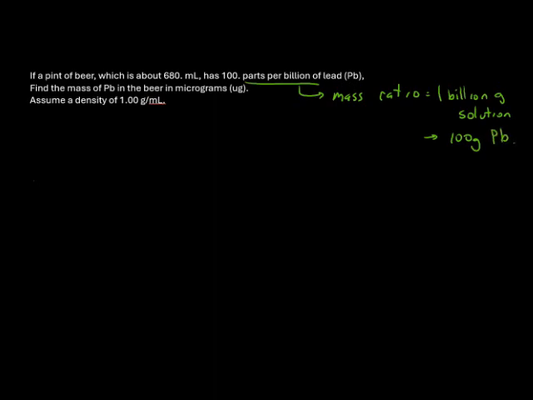However, we are not given mass to start with. Instead, we are given 680 milliliters. We are also given a density of 1 gram per milliliter. This density tells us if we have 1 milliliter of solution, we also have 1 gram of solution.